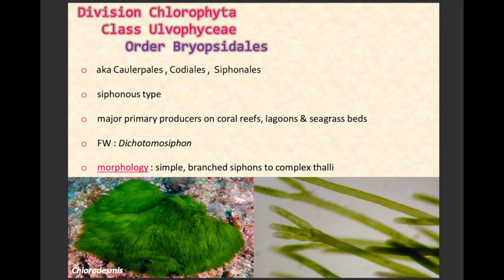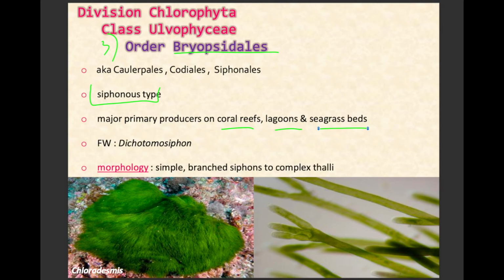Anyway, moving on with the number 3, we have your order Bryopsidales. Sa order Bryopsidales, aka ang tawag din namin sa kanila ay yung mga Caulerpales, Codiales, Siphonales. No? Ito yung nagfo-form ng mga siphonous type, unicellular, multinucleated organism na to. They are majorly found on coral reefs, your lagoons, and seagrass beds, and they are the major primary producers in that certain area. Ito yung mga kinakain ng mga sea urchin, ng mga grazers ng coral reefs natin.